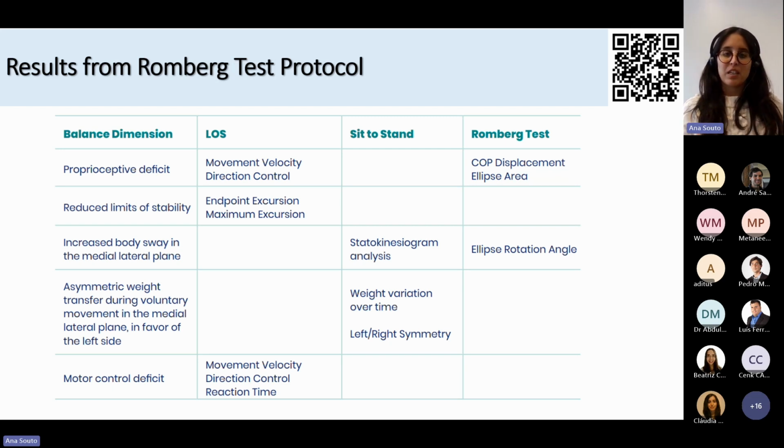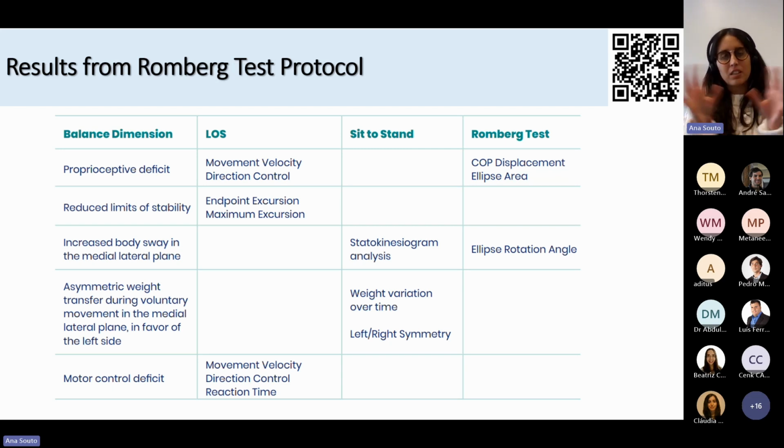For an asymmetric body stance, so during the movement and in a static position, there's an asymmetry in weight bearing. We can look at the weight variation over time and the left-right asymmetry from the sit to stand protocol. And for a possible motor control deficit, we can look at the movement velocity, directional control, this is like the main one, and the reaction time from the limits of stability.